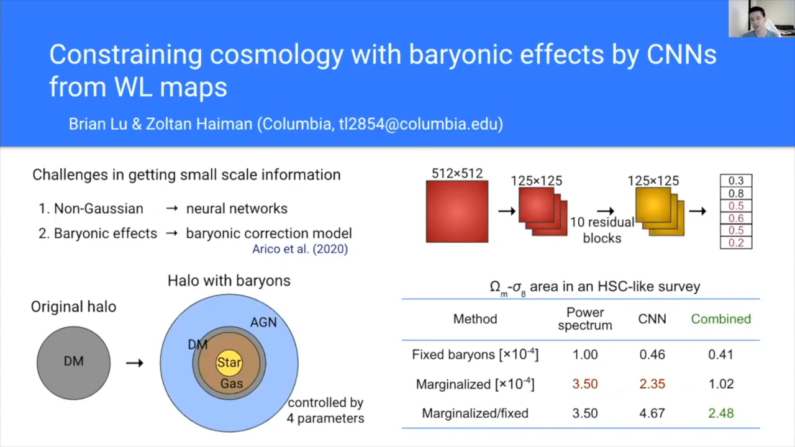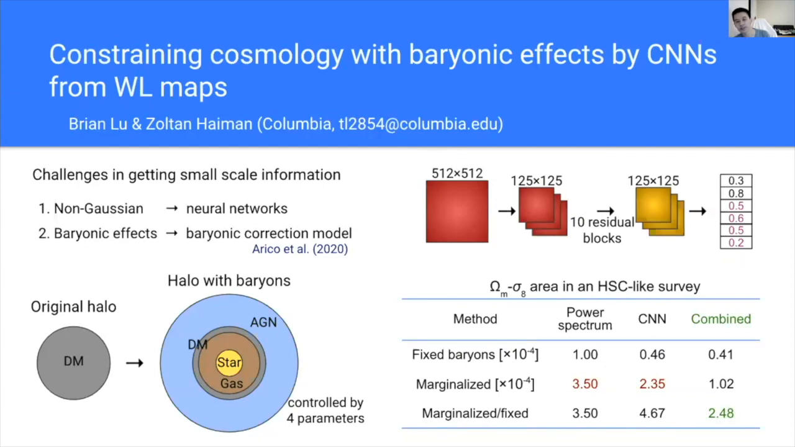The network we use is an architecture similar to ResNet. So we take a 500 by 500 map, downscale it, and go through residual blocks, and finally it gives out 6 numbers.